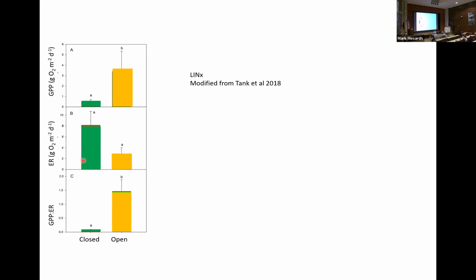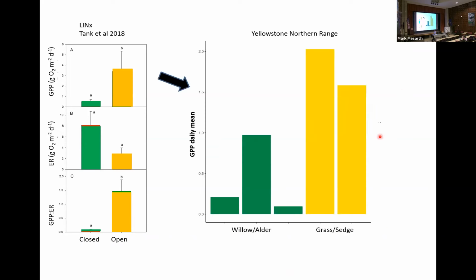And not surprising, based on the first two panels, is that the ratio of GPP to ER is much higher in open canopied streams. So as one of the most initially obvious variables in the streams we were working in Yellowstone is canopy cover, we were wondering about similar mechanistic drivers of metabolism. And on the right here will be our data.